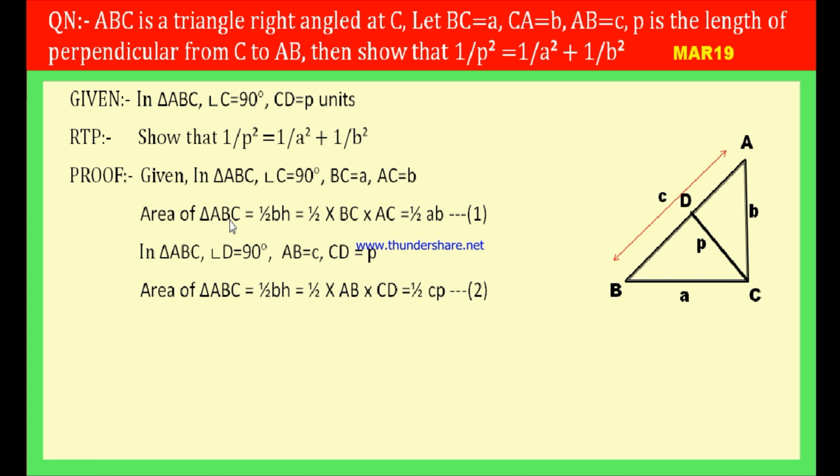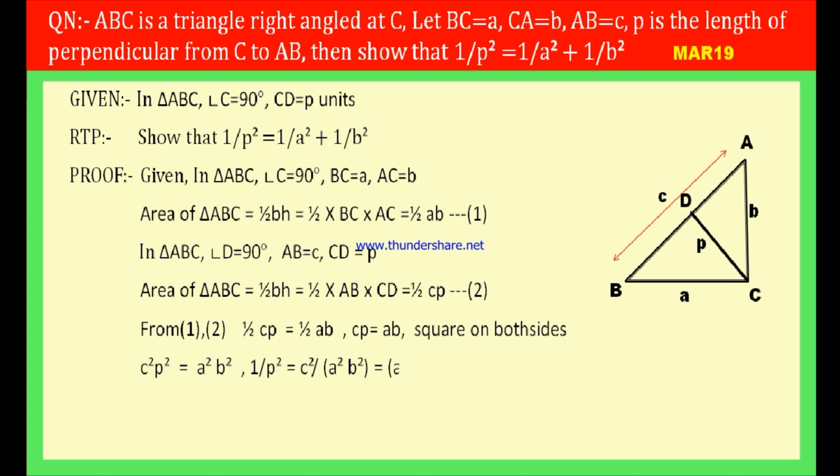As you are finding the area of the same triangle in both ways, the area should be same. Therefore, from 1 and 2, if we equate both the areas, half of CP is equal to half of AB. If we cancel half on both sides, then CP is equal to AB. But we have to find P square in 1 by P square is equal to 1 by A square plus 1 by B square. Squares are there. Therefore, let us square on both sides. By squaring on both sides, C square P square is equal to A square B square. Take this P square to the other side and A square B square this side. Then 1 by P square is equal to C square by A square B square.